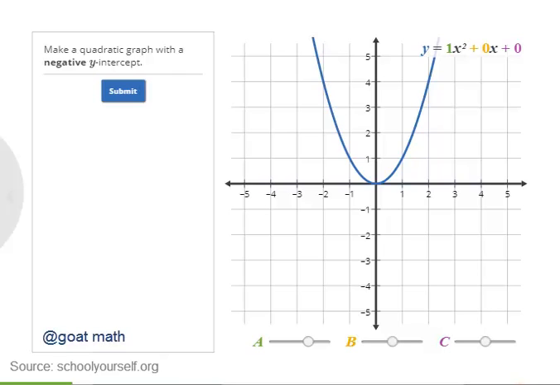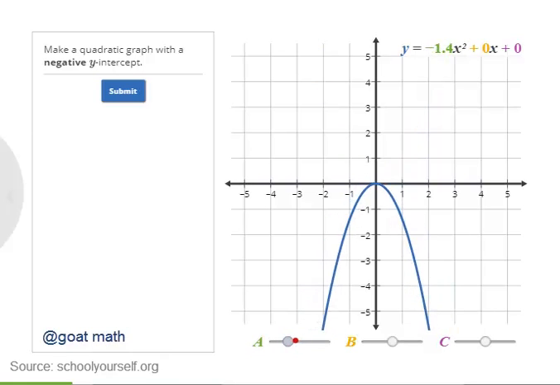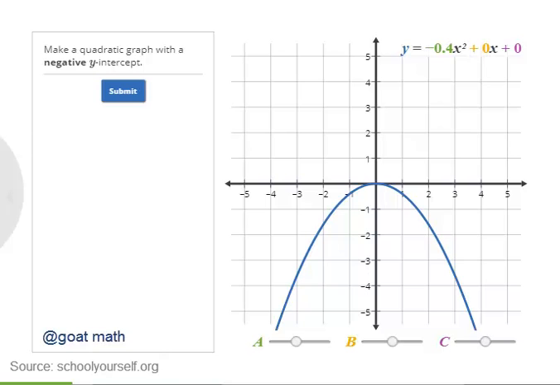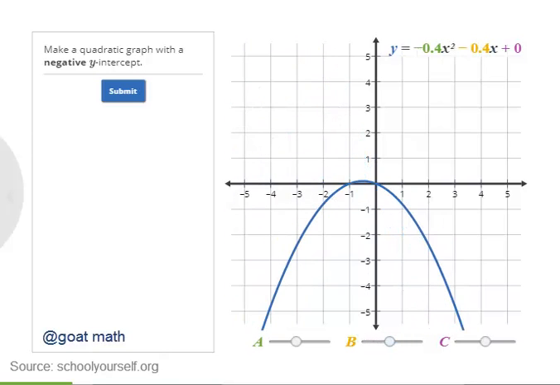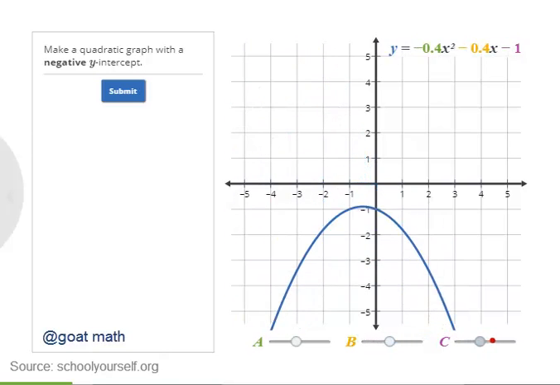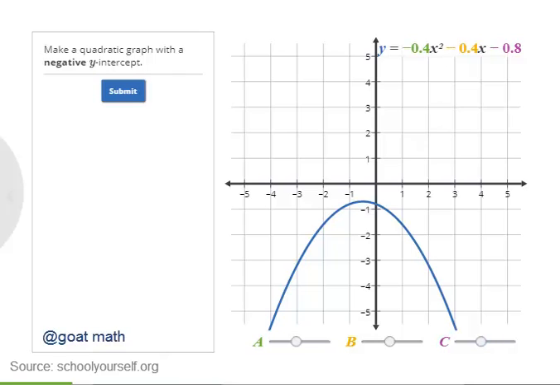Now with this interactive graph, you can draw different parabolas by dragging these three sliders at the bottom. A is the coefficient of the x squared term, B is the coefficient of the x term, and C is the constant term. So at this point, try making a quadratic graph with a negative y-intercept. Once you've got one, press the Submit button over here.